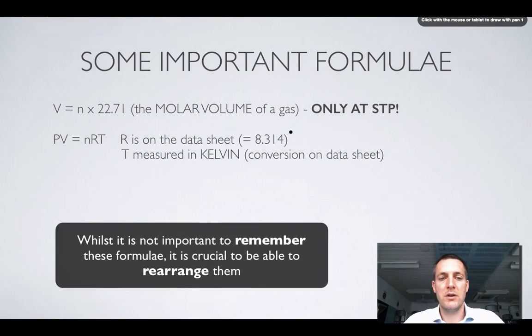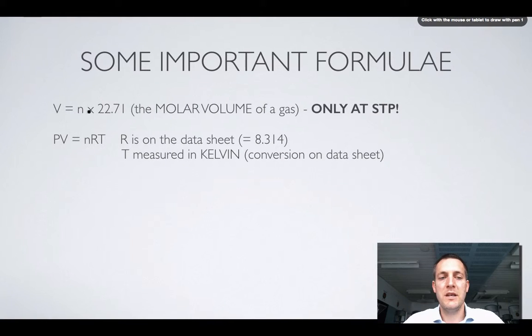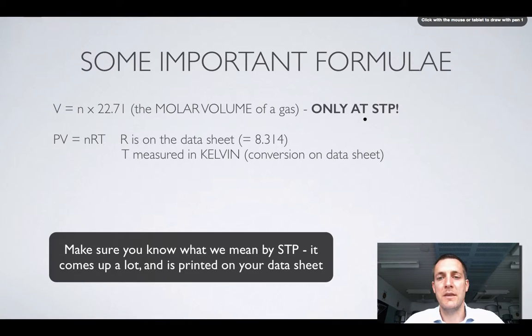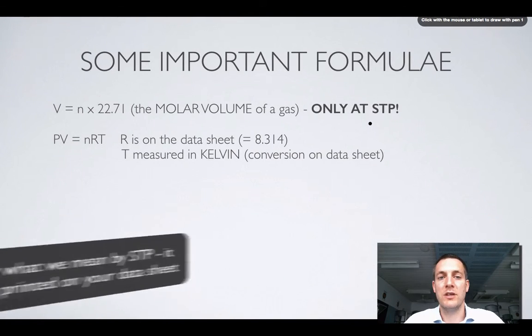First, we'll start off by looking at this formula, which is V equals n times 22.71. 22.71 is called the molar volume of a gas, and it's only the case at STP, that is to say 0 degrees centigrade and a pressure of 100 kilopascals.